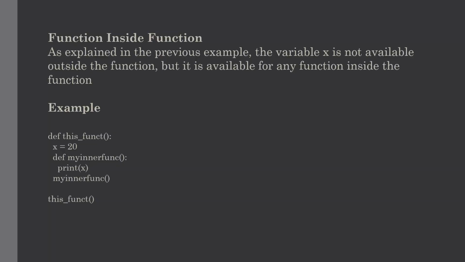Our next topic is function inside a function. As we have seen in the previous example, the variable was not available outside the function, but it is available for any function inside that function. In this example, we have defined the function named this function, created the variable x and assigned some integer value to it. Then we have defined another function, my inner function, inside our outer function, and when we print the value we will get the result, as it is a function inside a function. Let me show you how.